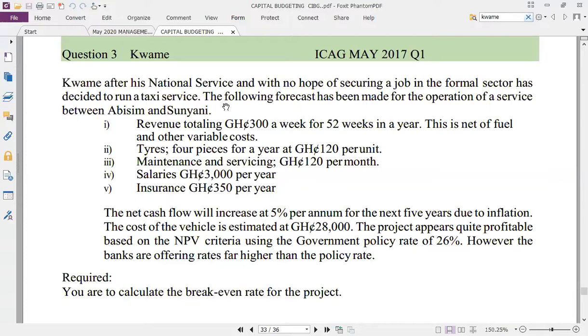So let's see how best we can calculate this. Now let's go to the board. We said that with the internal rate of return, it's guesswork. We have to guess two discount factors and calculate the NPV at both, and then use them to estimate the rate. Internal rate of return is a rate that renders NPV to be zero.